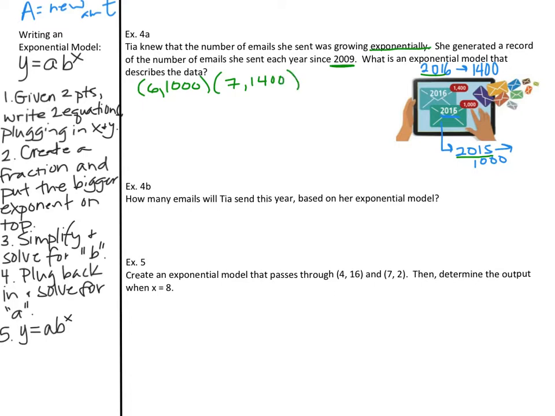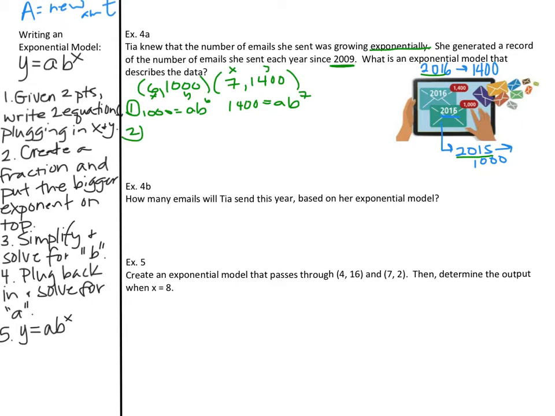Following our steps, step 1, we want to plug in x and y and create 2 equations. So y equals a b to the x. If I think of my x and my y, that would be 1,000 equals a b to the 6th power. And then that second point, if I think of that as x and y, that would be 1,400 equals a times b to the 7th power. And that's all you do for step 1.